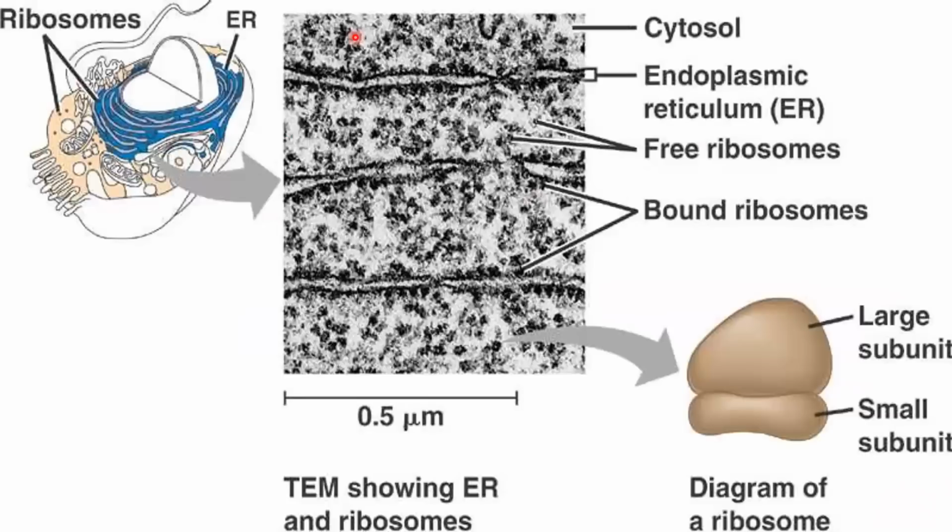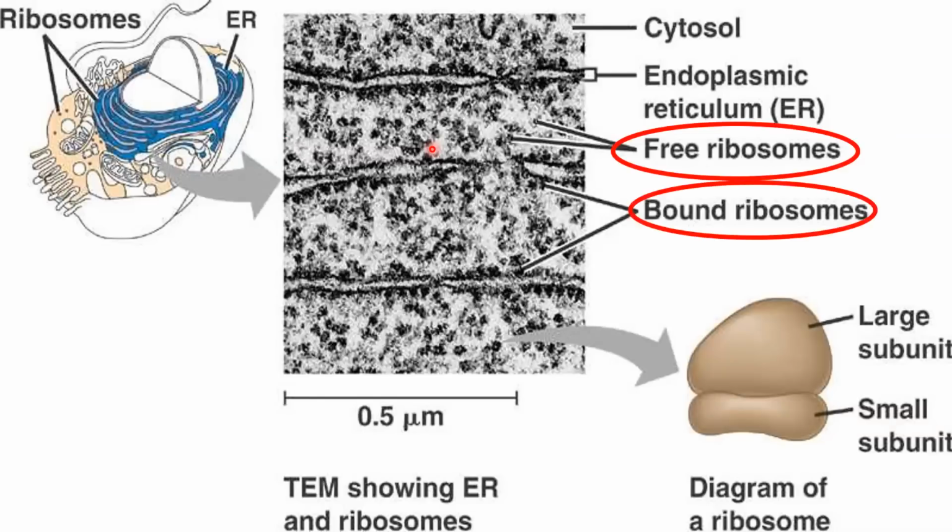Here is an electron micrograph for ribosomes. So here we have the rough endoplasmic reticulum with ribosomes attached. These are the attached ribosomes attached to the surface. And here we have free ribosomes in between, which are freely scattered in the cytoplasm. So here is the free type, and here is the bound or the attached type.